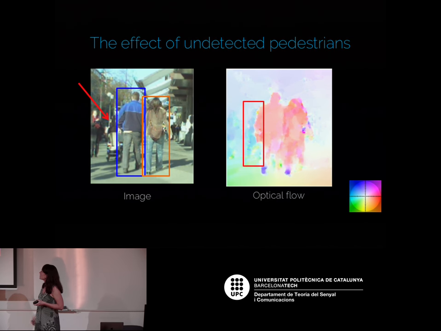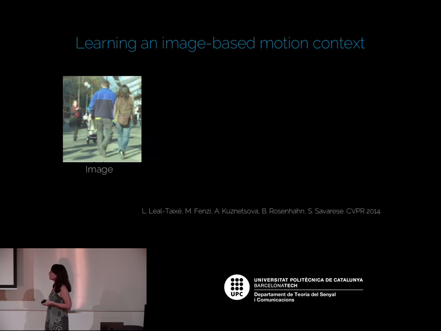At the same time, we can see that there are already some features that indicate that there might be a moving person or a moving object on the left side of these two pedestrians. So we can already see in the optical flow channel that there's a chance to perform not detection, but actually to predict the motion of these two pedestrians with respect to these features, and it will tell you that these two are moving a bit to the right because they are trying to avoid something that is coming from the left. This is exactly what we did in this work of learning an image-based motion context.